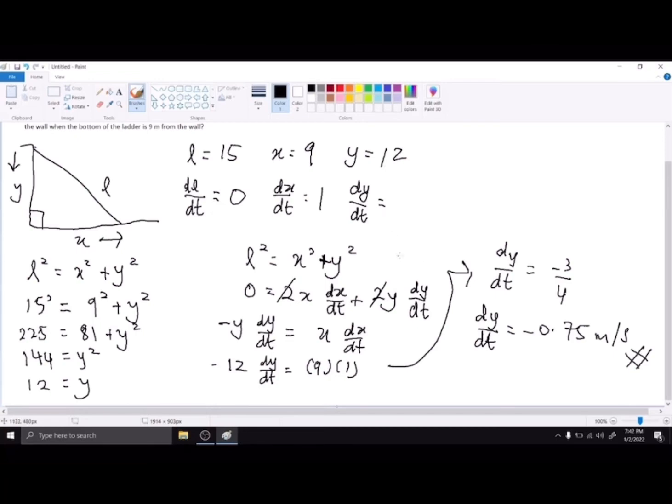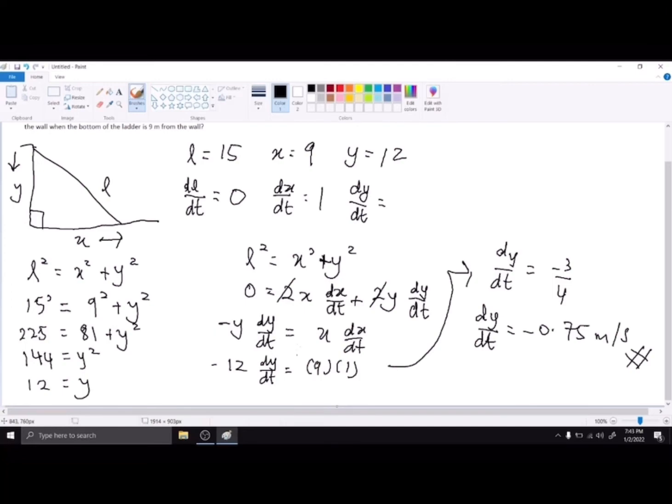Okay, so now we have to find dy over dt. So we use the same formula, l squared equals x squared plus y squared. We just differentiate both sides. 0 equals 2x dx over dt plus 2y dy over dt. We can cancel the coefficient and we just have to bring the y dy over dt to the other side, because we have to find dy over dt.